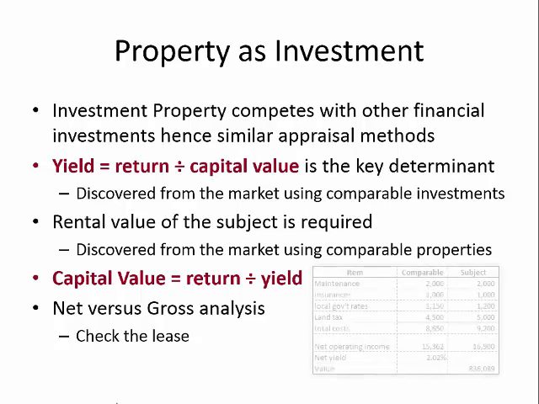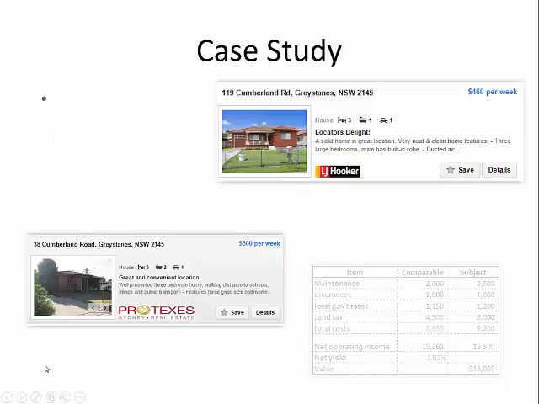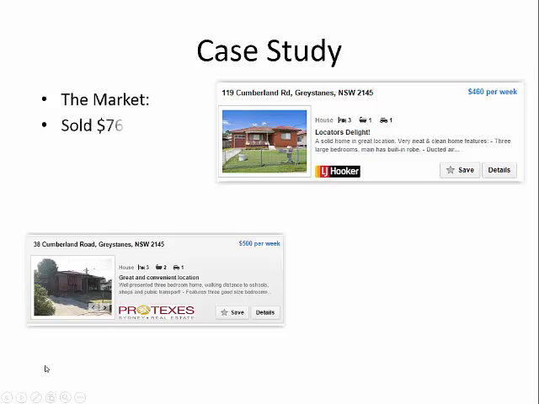Net analysis is where you subtract from the gross rent, the total rent which is mentioned in the lease, all the operating costs that the owner has to pay before they get their net income from the property. That gives you a different value for the income, what we call the net operating income. We'll look at an example now.